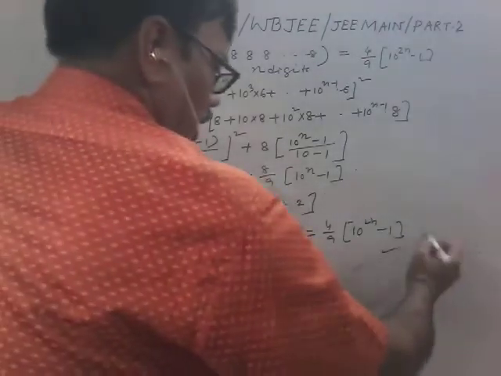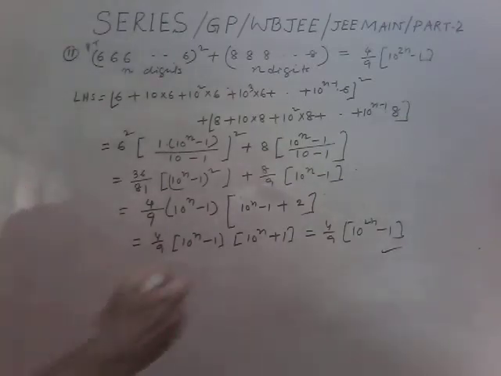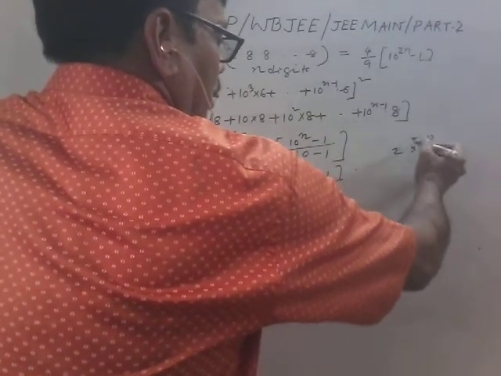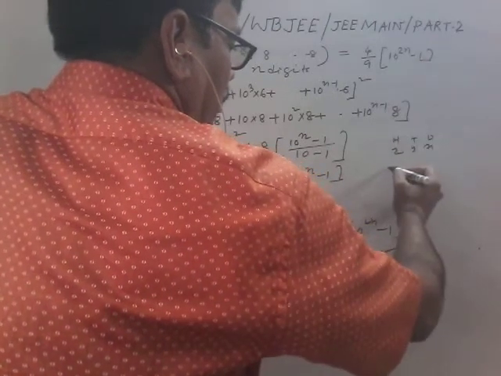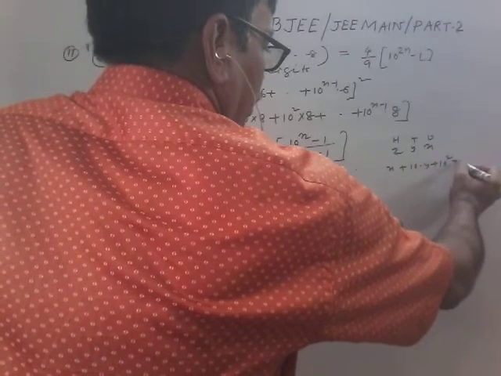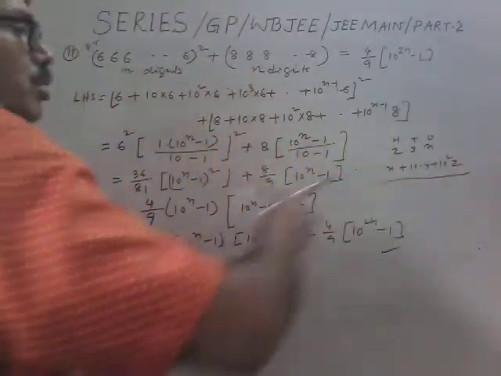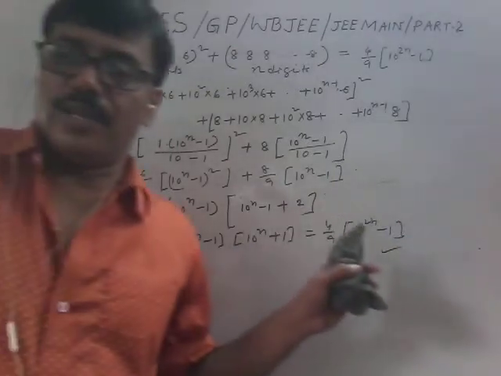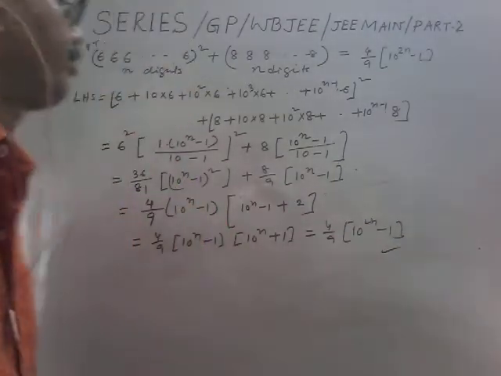So we get. So you know, if x, y, z are the units, tens, hundreds digits, so what is the number? X plus 10 into y plus 10 square into z. So this principle is applied here.